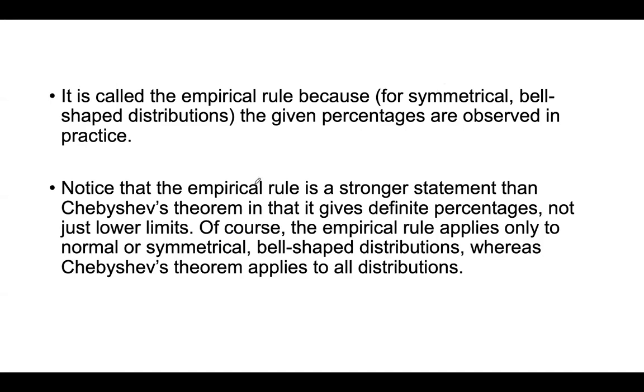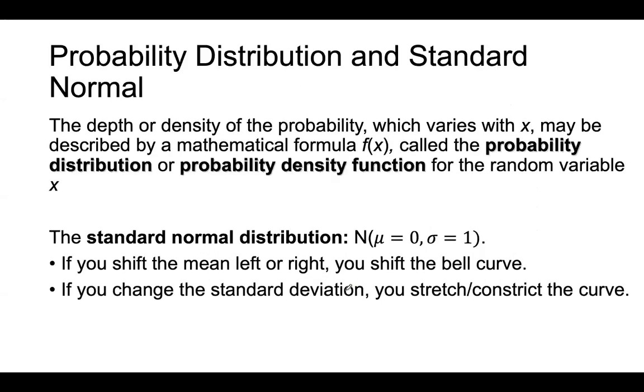So we notice that the empirical rule is a stronger statement than Chebyshev's theorem, in that it gives us definite percentages, not just lower limits. Of course, the empirical rule applies only to normal or symmetrical bell-shaped distributions, versus Chebyshev's theorem, which applies to all distributions. So there's a difference.